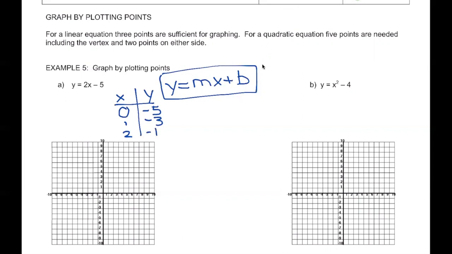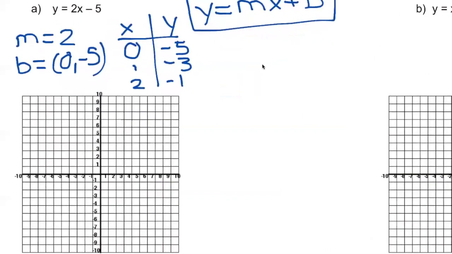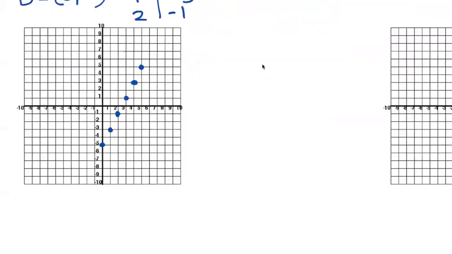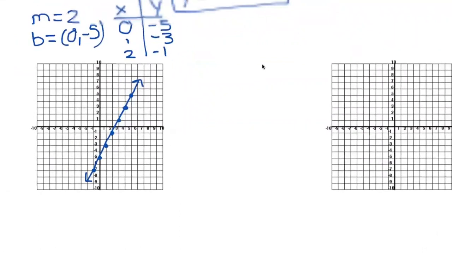Again, I'm going to go ahead and do y equals mx plus b. So here I know that the slope is positive 2. And b, the y-intercept, is (0, -5). So (0, -5), I'm going to make a point. And then I'm going to count the slope up 2, right 1. A positive slope is up and right. You can also go down and left. And again, these points are going to be the same points if you made a table here. For instance, look at (2, -1). (2, -1) is right here. So you would get the same thing using either method.